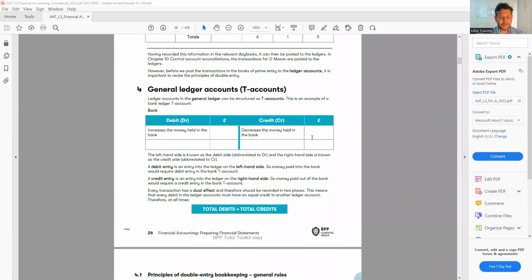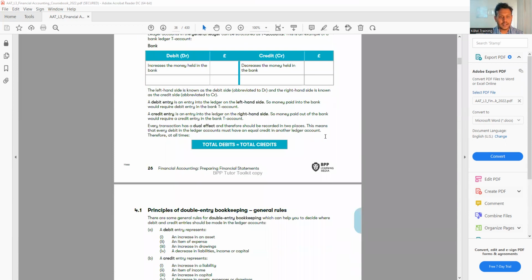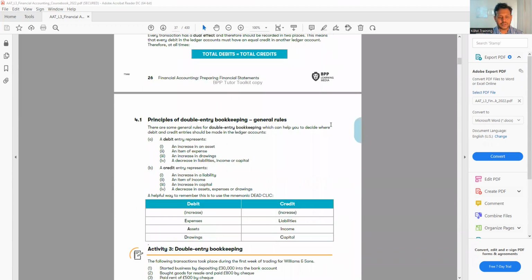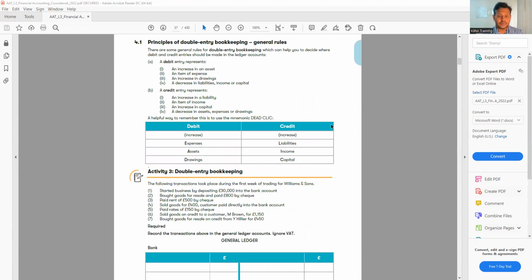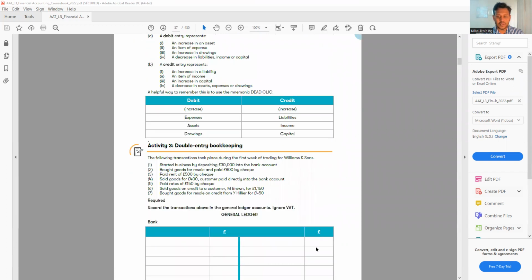General ledger, debit and credit. If you don't understand how debit and credit work, we need to make sure you understand it, because debit and credit is the very basic thing. We have to remember these formulas to identify what is debit and what is credit. We call it DEAD CLIC. DEAD means D for debit, E for expenses, A for asset, and D for drawings. So when DEAD increases, this is debit. And when DEAD decreases, this will be credit.